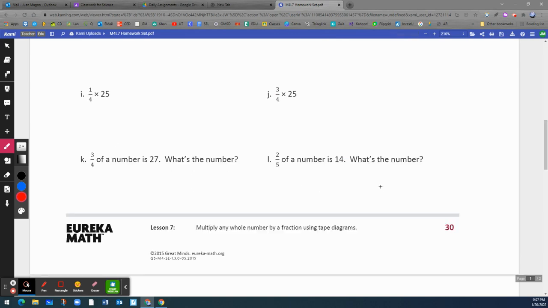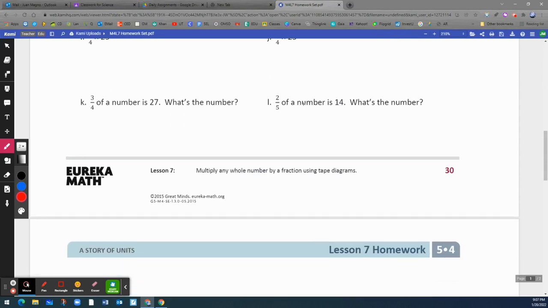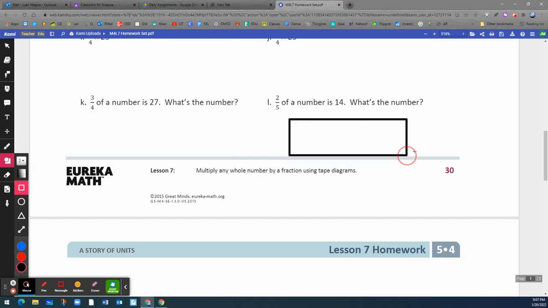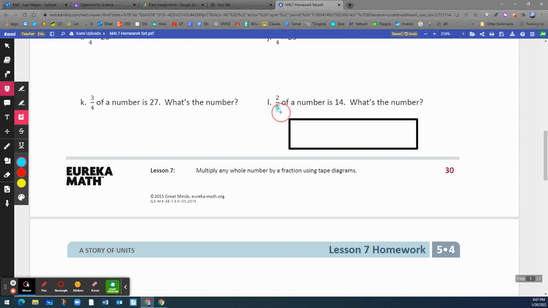This one right here is a little different. Let's say 2/5 of a number is 14. Let's create a tape diagram here. It says that we have how many parts? We have 5 parts. Let's create the parts. Choose a line, and we're going to see if we can make even segments. So that's 2, 3, 4, and 5. Let's pretend they're all even. So that's 5 groups.